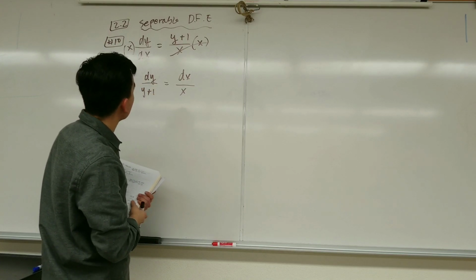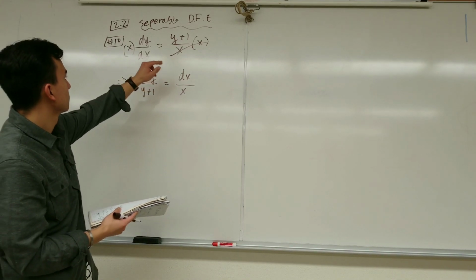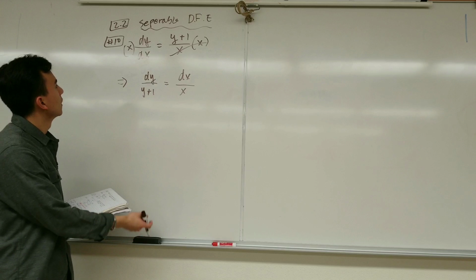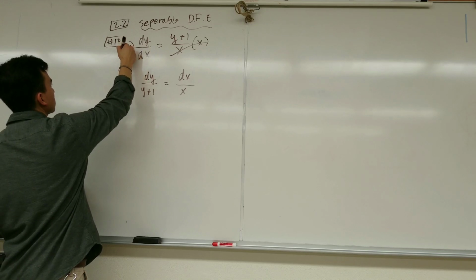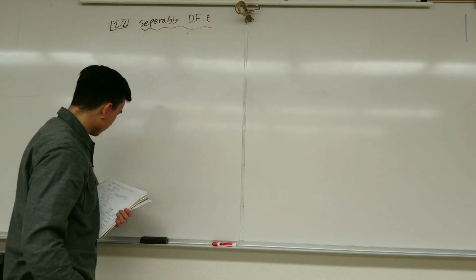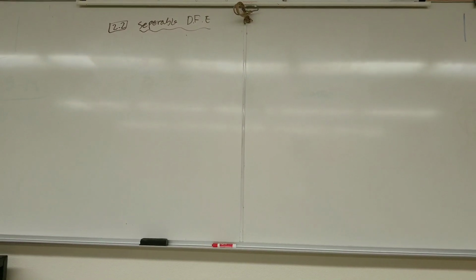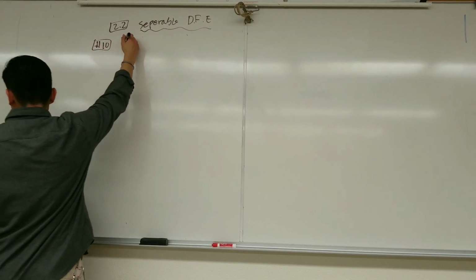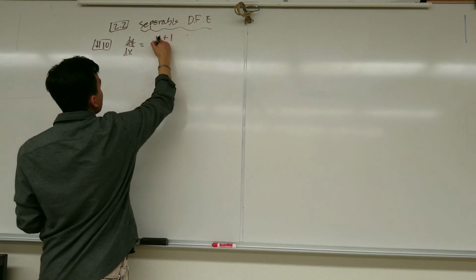Okay. So now that you have this, basically what I did was a computation up there. Hopefully you could see what I did. And if you didn't, well, okay, so number 10, we'll do dy over dx equal to y plus 1 over x.